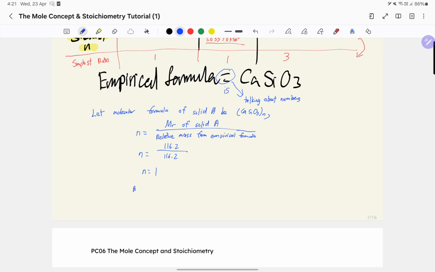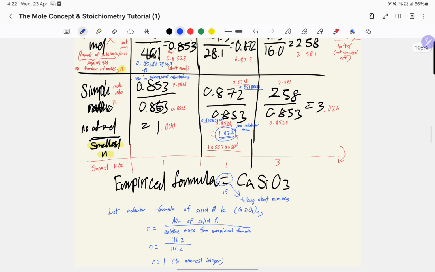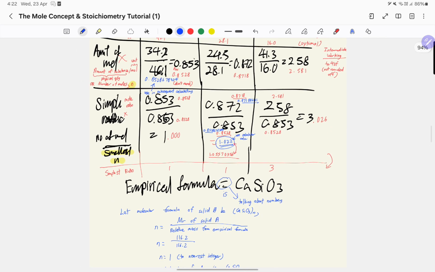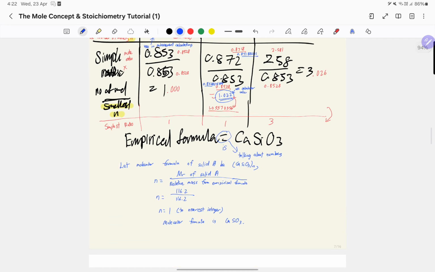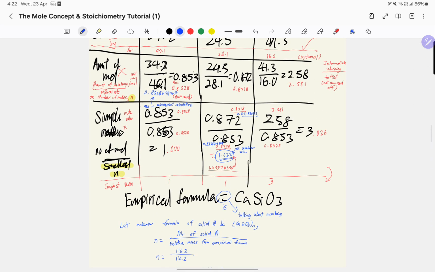And then you can just conclude over here, molecular formula is CaSiO3. Notice N I represented as the nearest whole number because it can only be an integer. Right, and that's it for part A. Now let's move on to part B.